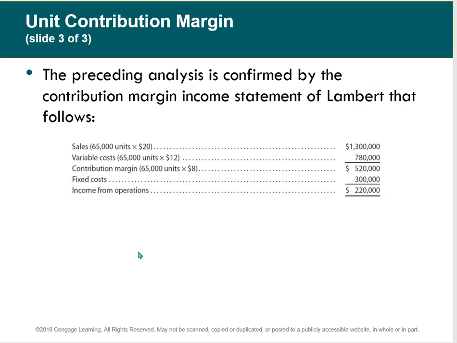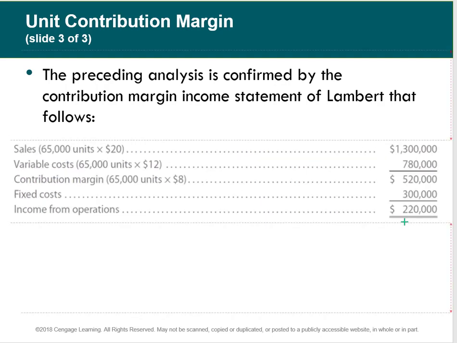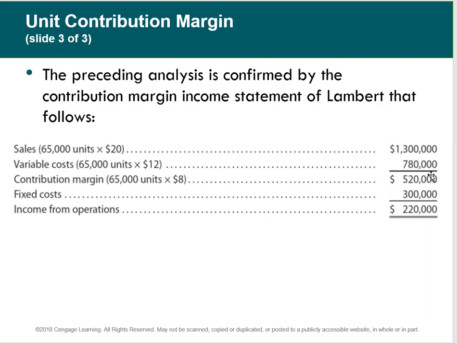And here's the confirmation of that. Here were my sales, 65,000 units. We had 50 before, now we've got 65. Here's my variable cost, 780,000, minus my fixed cost. Now my income from operations is 220.